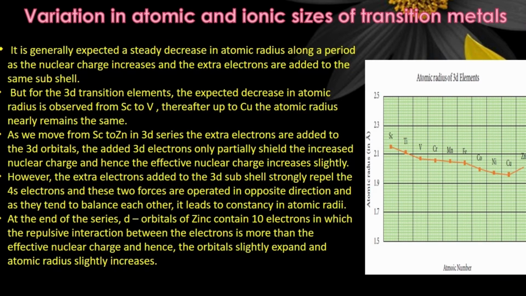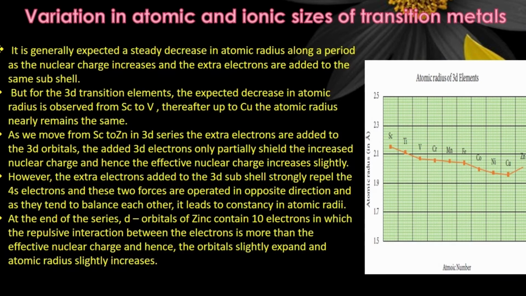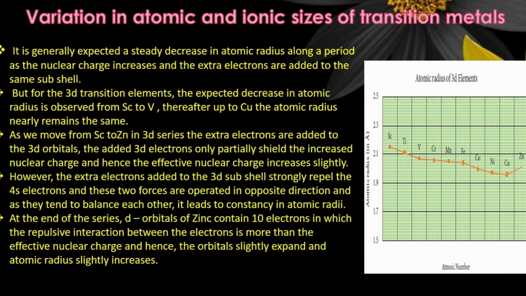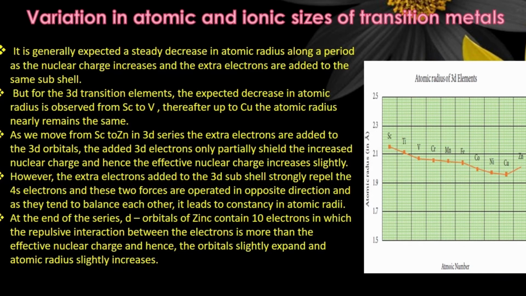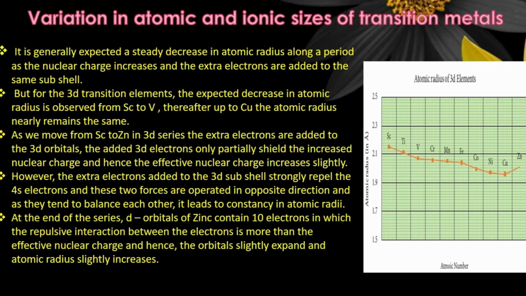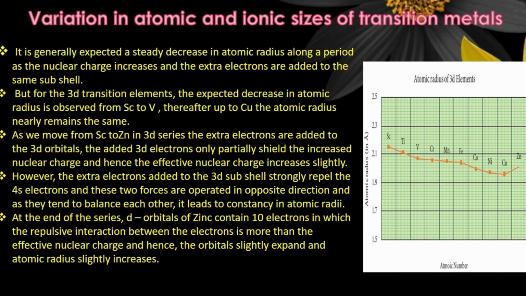Now we will try to understand why atomic radius from vanadium till copper remains almost the same. When you move from vanadium till copper, there are two forces which are acting in opposite direction. One force is a known force to us. It is the effective nuclear charge which pulls the valence electrons towards the nucleus. As a result, the size of the atom will decrease.